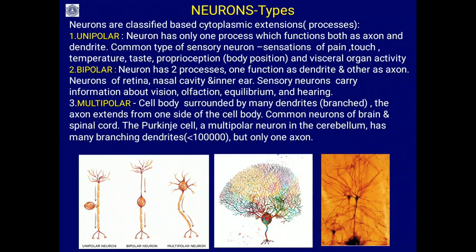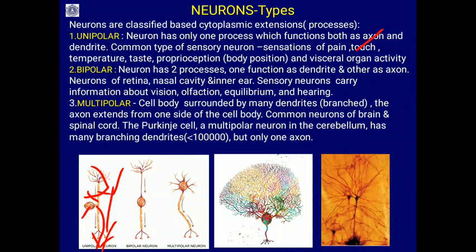Next, the neurons are classified based on the cytoplasmic extensions or processes, how many processes they have. A unipolar neuron has only one process which functions both as axon and dendrite. You will find here one unipolar neuron. This is the cyton and there is only one process. This process functions on one side to receive the message and communicates it to the cell, then away from the cell. So this is the unipolar neuron, having only one process.